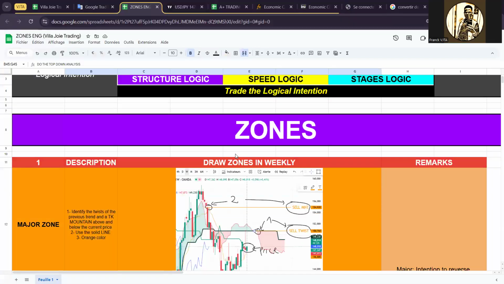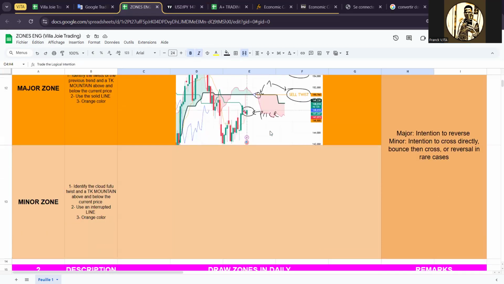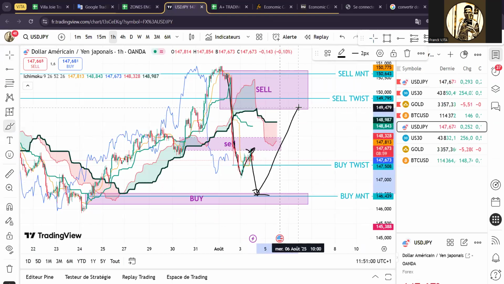From this, what do I have to tell you again? We have identified the logical intention of each zone, right? The major zones are mostly for reversal. So when the price comes back at this level, we can have a big reversal to the upside. Same thing from here, a big reversal to the downside.